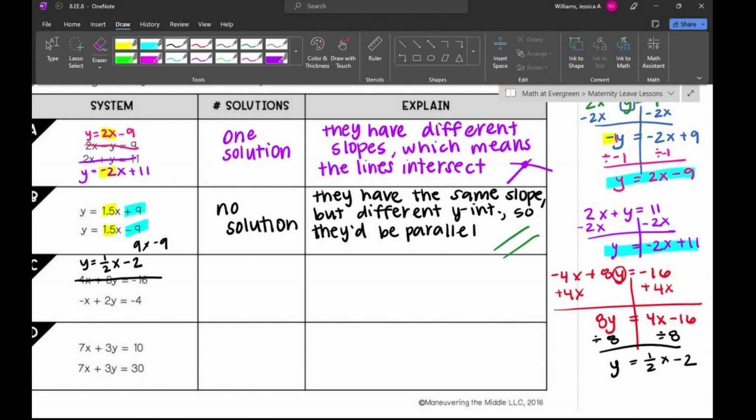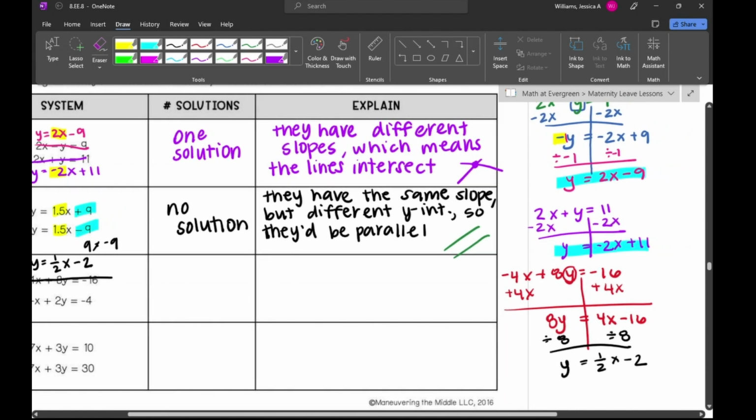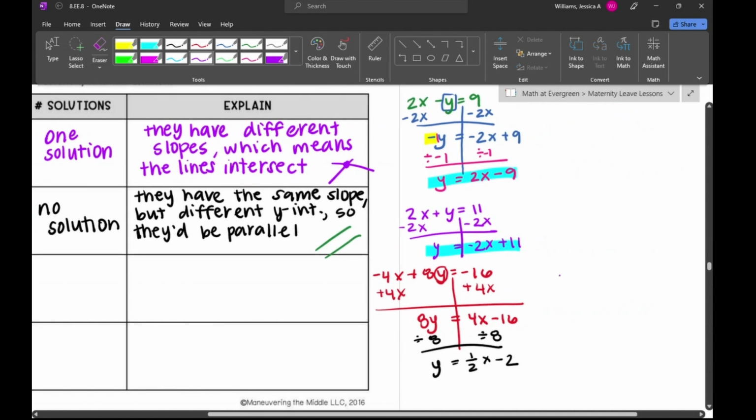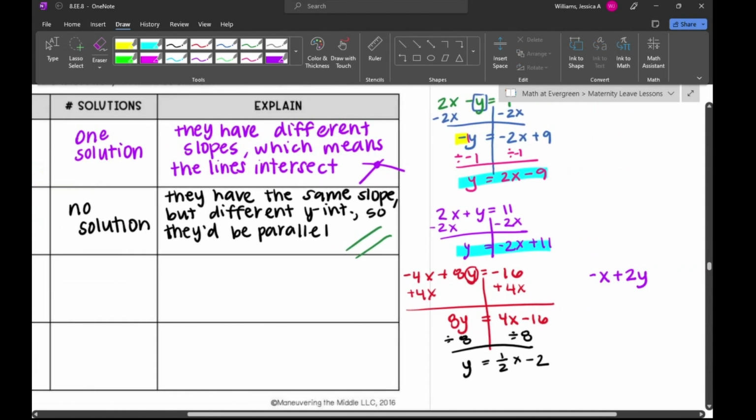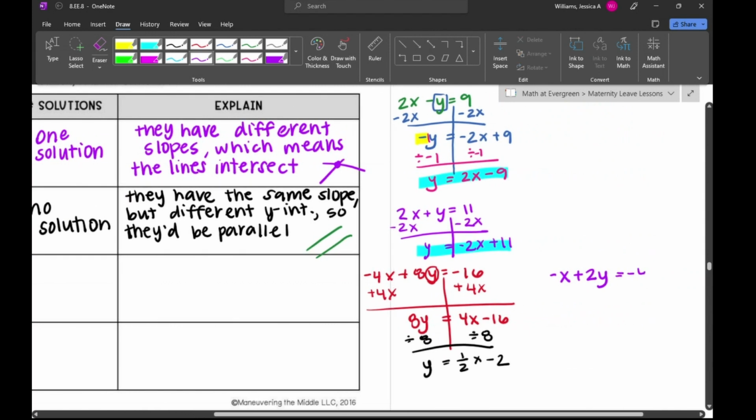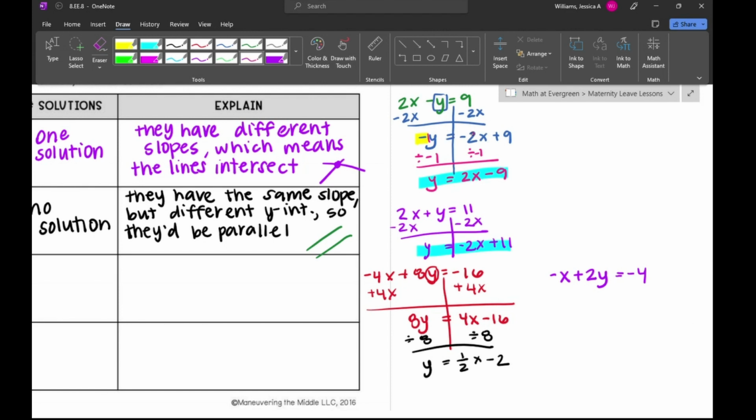Okay, with the second equation, negative x plus 2y equals negative 4. We need to solve for y. So I'm going to move the x, so I'm going to add 1x to both sides. Leaves me with 2y is equal to, I want the x first, so that's a positive x and a negative 4. And then I'm going to divide both sides by 2.